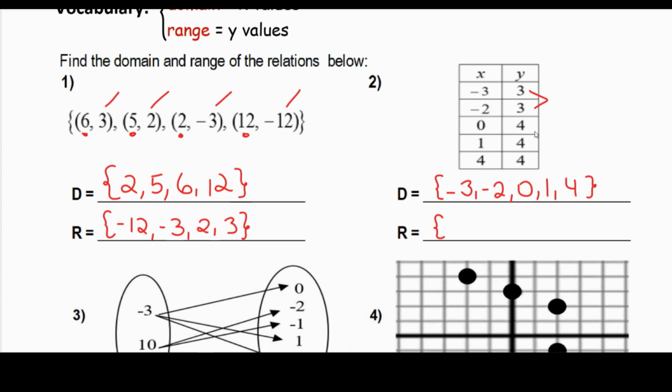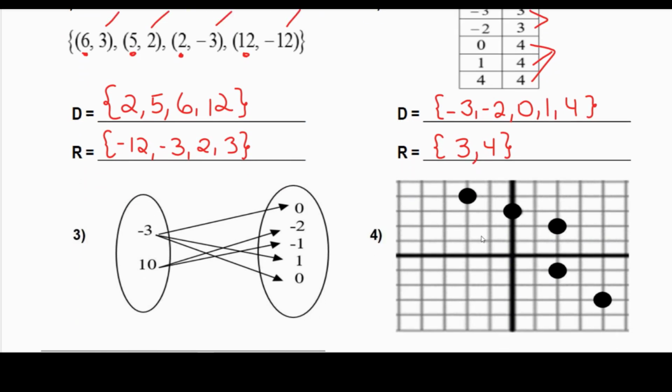For the range, the y value, it will be the numbers over here, but please notice that here the 3 repeats twice, and here the 4 repeats 3 times. So when you write the range, you only have to write the number once. Doesn't matter if it happens twice or 3 times, you just have to write it one time. Let's go on to the next problem.